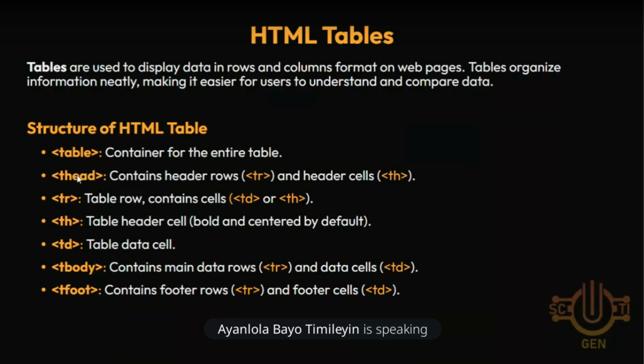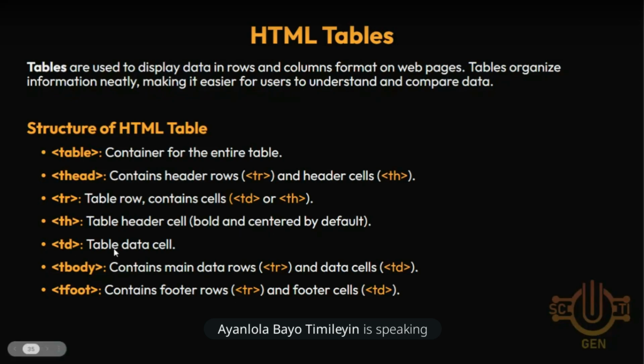And then we have TR. TR stands for table row, which contains cells, that is either TD or TH. TD means table data, and TH is table heading. So the table header cells are bold and centered by default. And then we have TD, which is the table data cell.